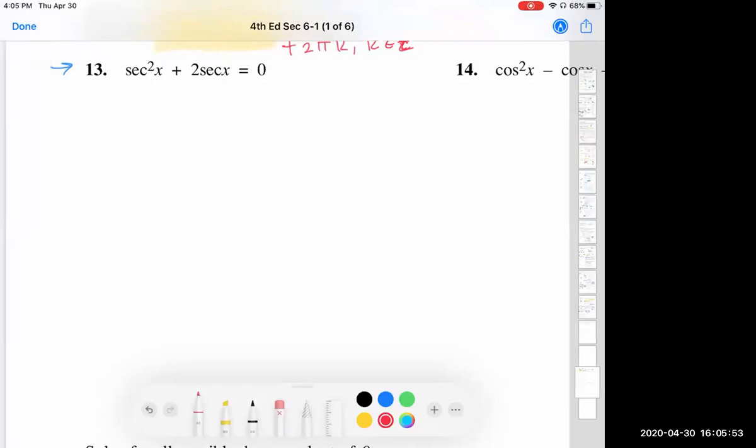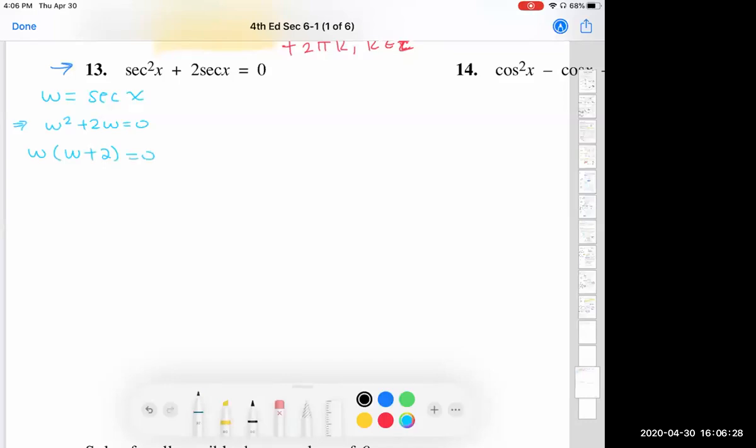So I have secant squared x plus 2 secant x equals 0. Now, that looks unfamiliar, so why don't I change that secant to a w? So w is going to equal secant of x. Now, if I rewrite it, I'm left with w squared plus 2w equals 0. All right, now I can factor a w, and I'm left with w times w plus 2 is equal to 0.